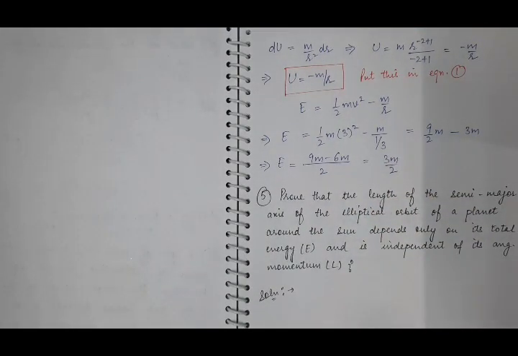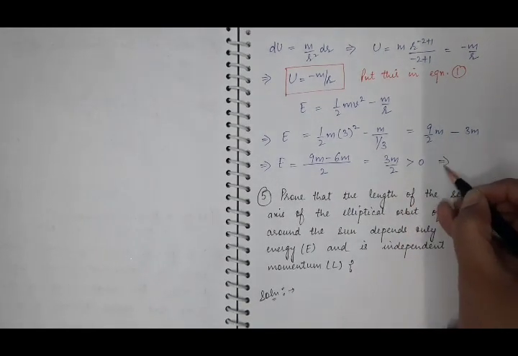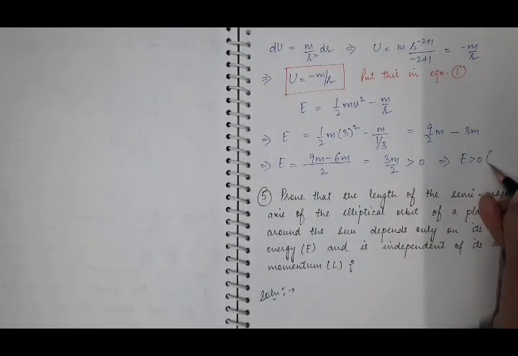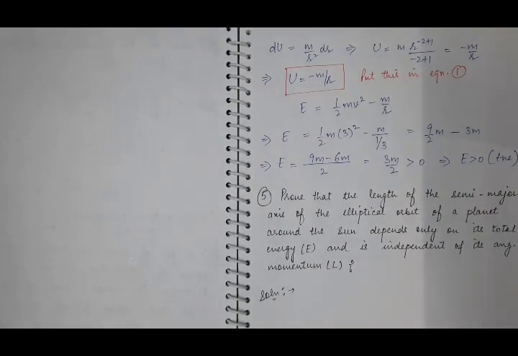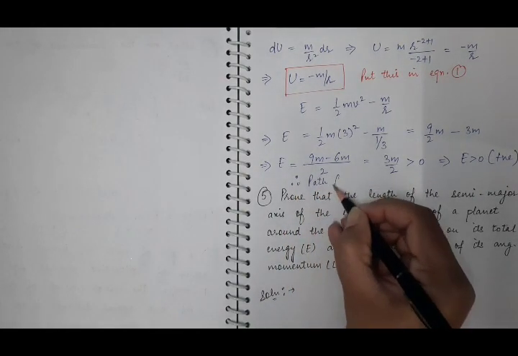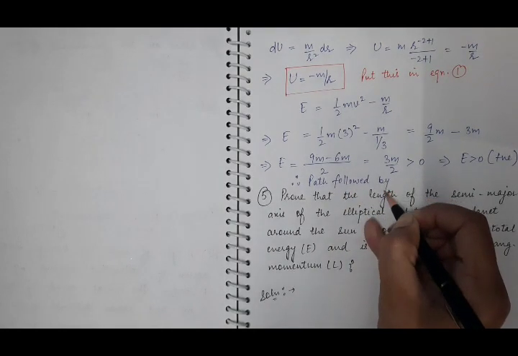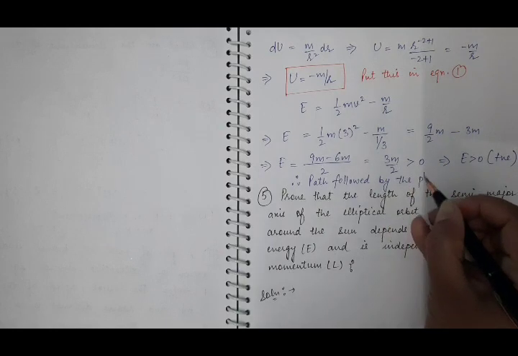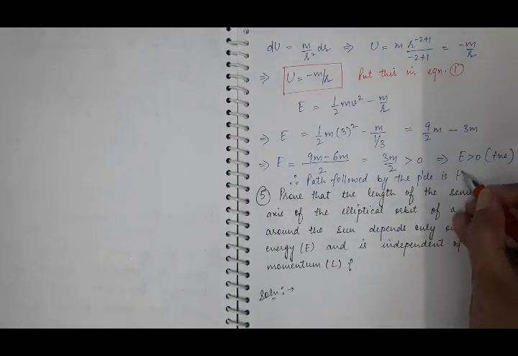Mass is always a positive quantity, so this is greater than 0. This implies total energy is greater than 0, that is positive. Therefore, the path followed by the particle will be a hyperbola. So therefore, the path followed by the particle is a hyperbola.